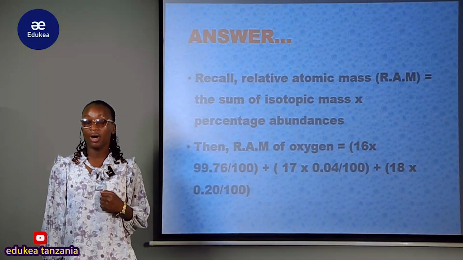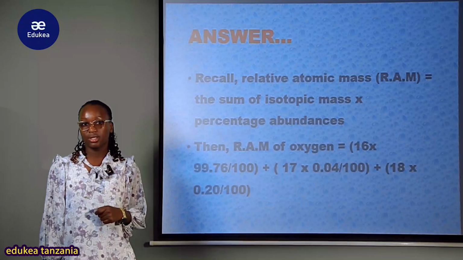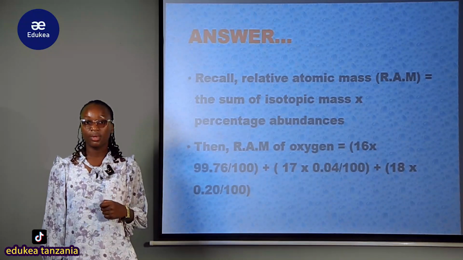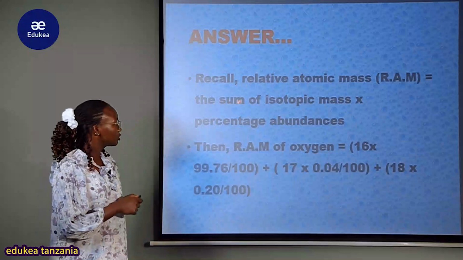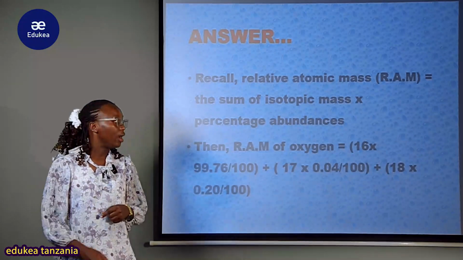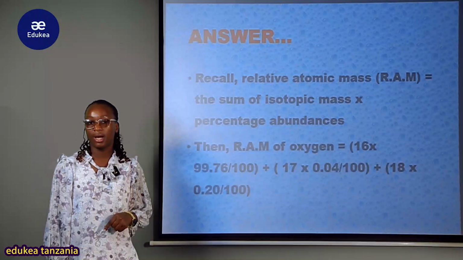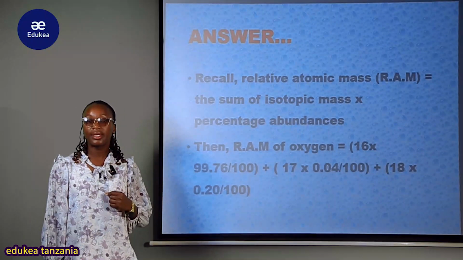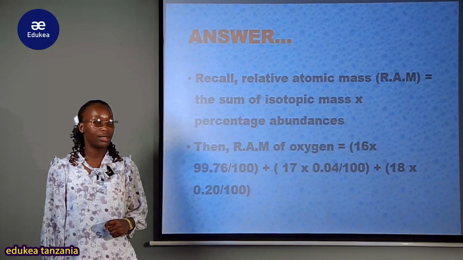a substance au element ambayo pale tumepewa element ni oxygen. Therefore, in order to find the relative atomic mass of oxygen, simply we have to take the summation of isotopic mass, lakini tuzidishe kwa percentage abundances. That is our formula. Through this formula is where we can get our answer, or is where we can get what we are required to find.